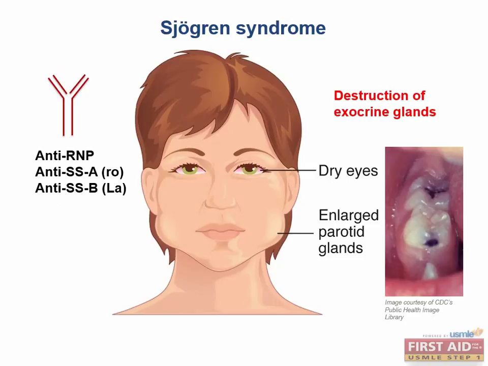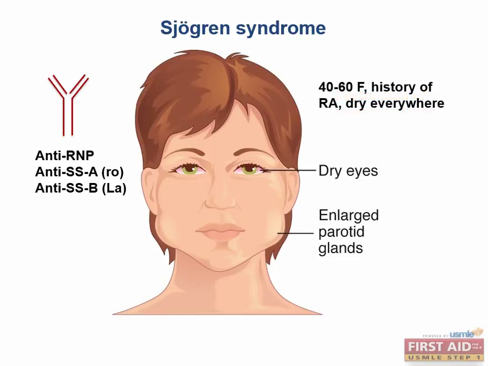The antibodies to know for Sjogren's disease are anti-RNP, anti-SSA, or Ro, or anti-SSB, or anti-La, with Ro and La being the more important ones to remember. SS in the name stands for Sjogren's syndrome, so that will make it easy to remember. So how will this patient present? It's likely going to be a 40 to 60-year-old woman with a history of rheumatoid arthritis.